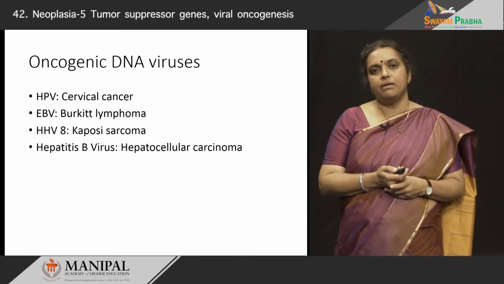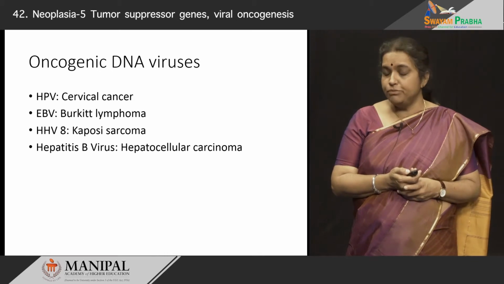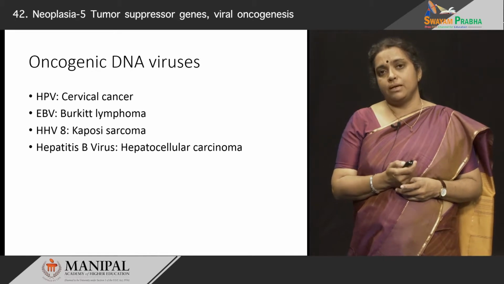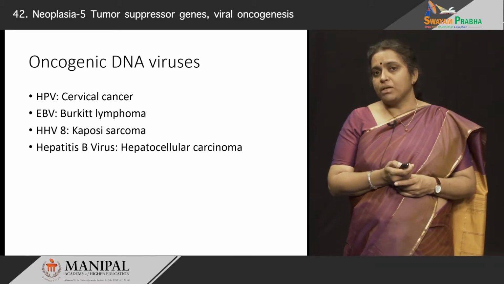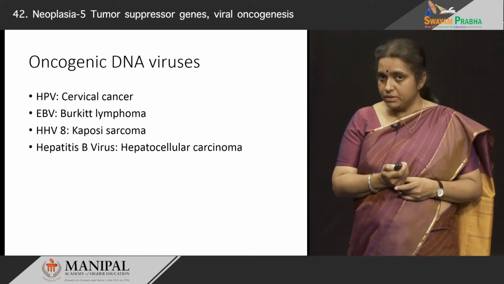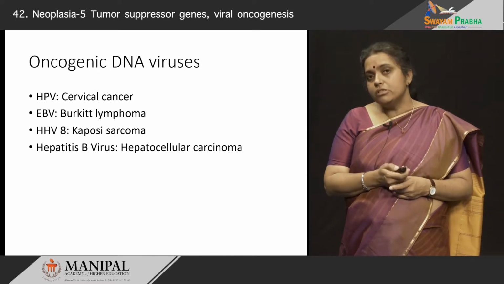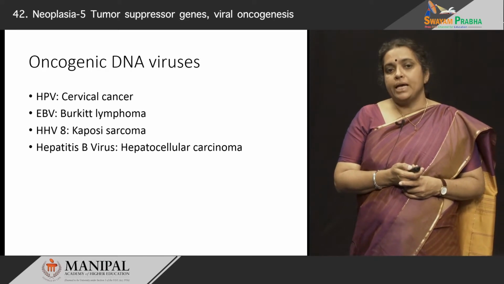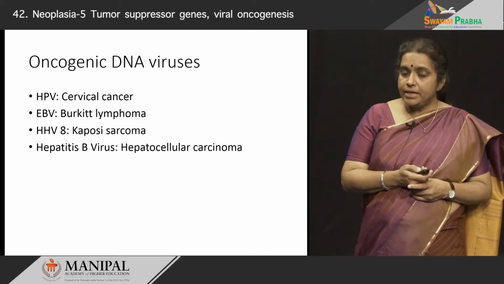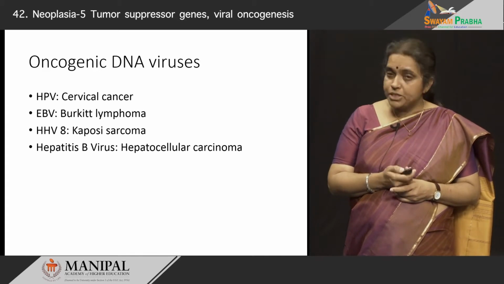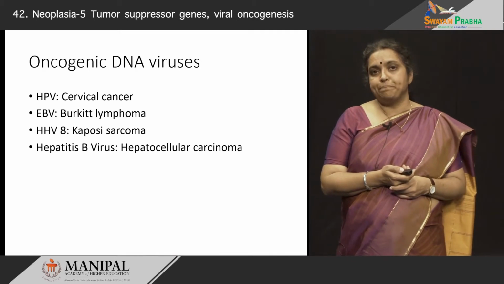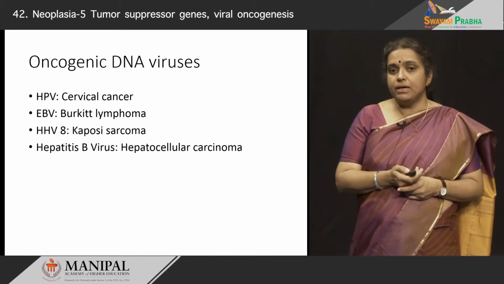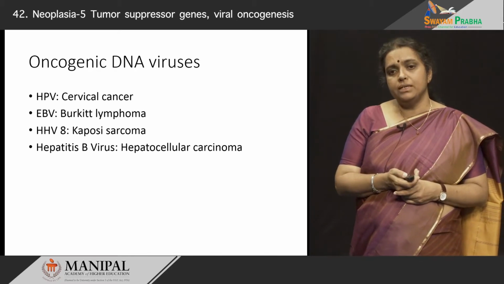EBV or Epstein Barr virus, which causes a type of lymphoma called Burkitt lymphoma. It is also known to cause other lymphomas, some T cell lymphomas, even implicated in Hodgkin, and also lymphomas occurring in immunocompromised patients. HHV8, human herpes virus 8, which causes Kaposi sarcoma, especially in patients who have HIV infection in addition. Hepatitis B virus, which is now known to cause hepatocellular carcinoma.